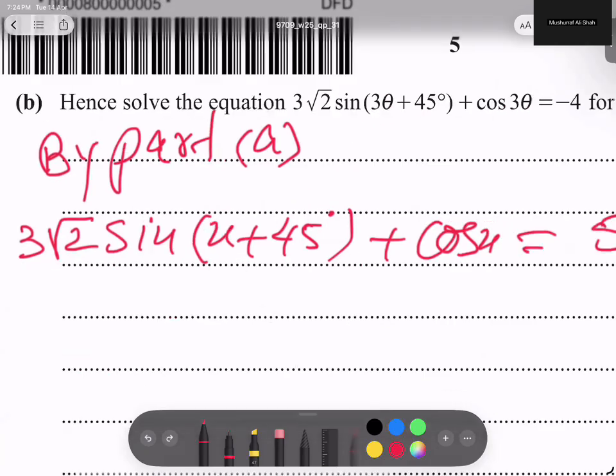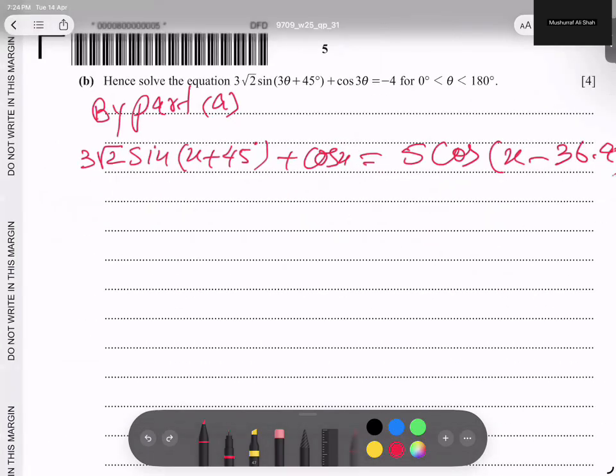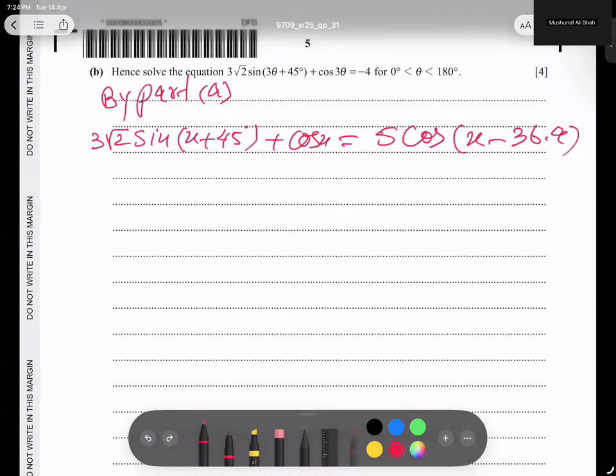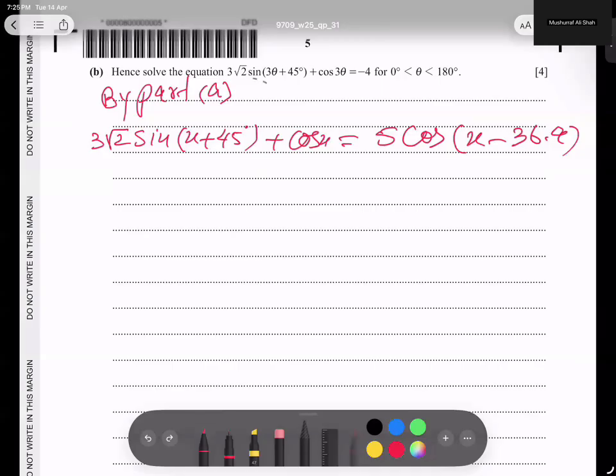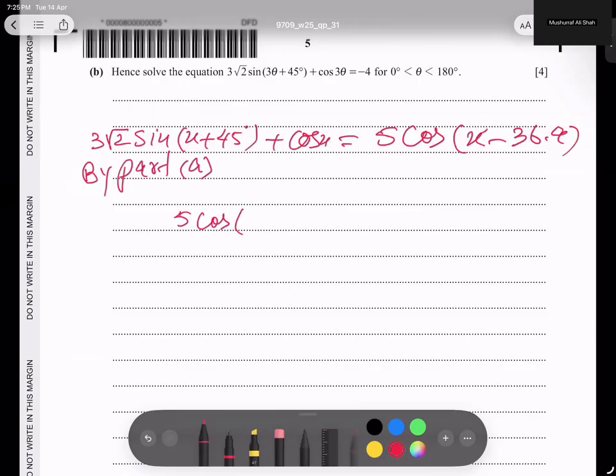So it means that, first of all, I'm copying the top equation. In short, I can say the left hand side is completely replaced by the same thing, but I'm writing 5 cos, not single x, because of the double theta, I must write here 3 theta. This is the most important step of the question.